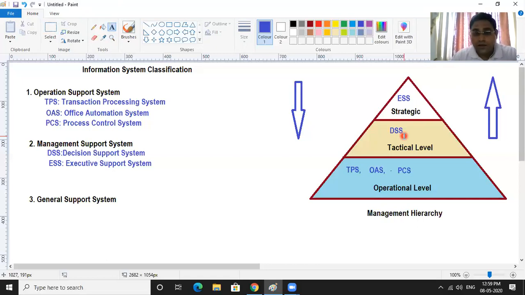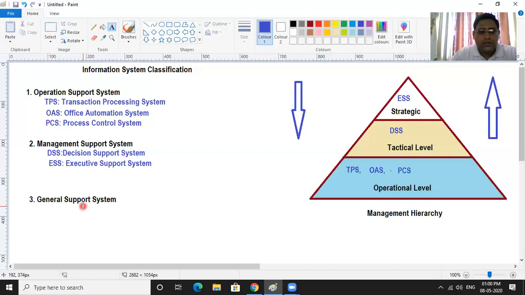So what is our objective right now? The top level executive at the strategic level, any director or MD or CMD or CEO, will not request the managers at the tactical level individually. Their decision support systems are all connected with each other, and the combination of all these DSS is known as executive support system, which is used by the executives at the top level. So they both fall in management support system.